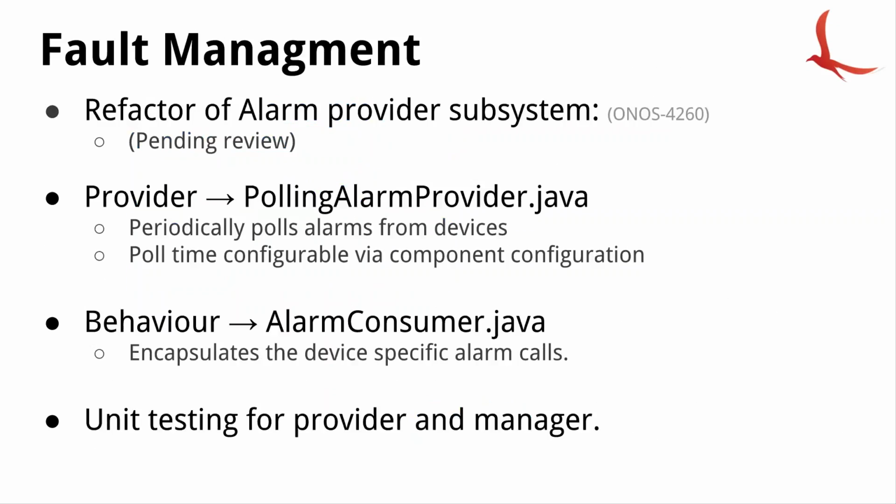Okay, so I didn't quite plan to put this in the sprint, but I got some time on my hands and I did it. When we started refactoring SNMP, we discovered a whole problem with the alarm providers and the fault management application. So what we did is refactor the whole subsystem, making it more compliant with the ONOS architecture. Right now we have a polling alarm provider that periodically polls alarms from devices.